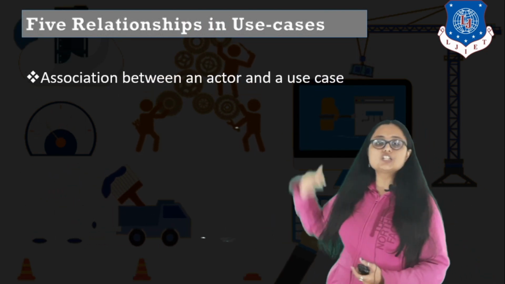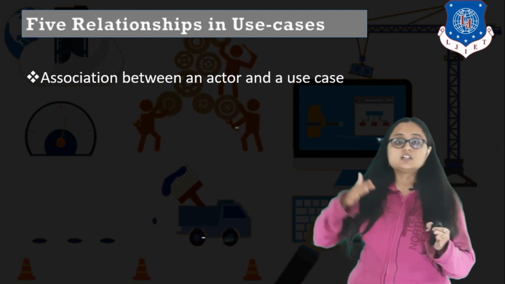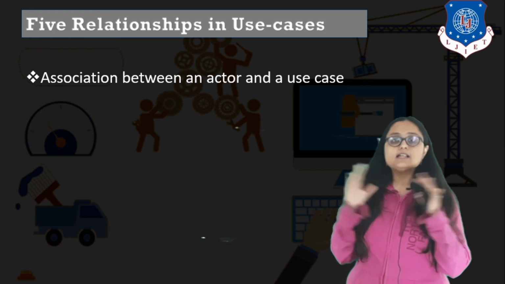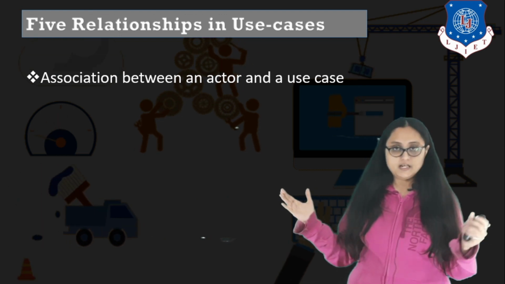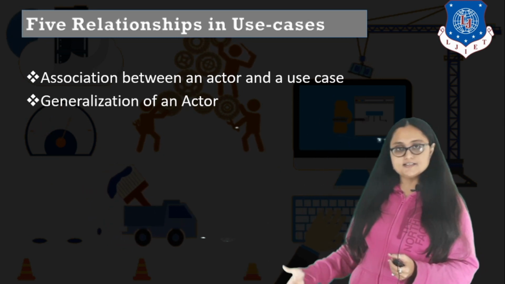Okay, now let us study what are the different relationships possible in a use case diagram. The first relationship possible in a use case diagram is between an actor and a use case, that is a simple association, right? We will study every relationship in detail. Let us just list them down first.